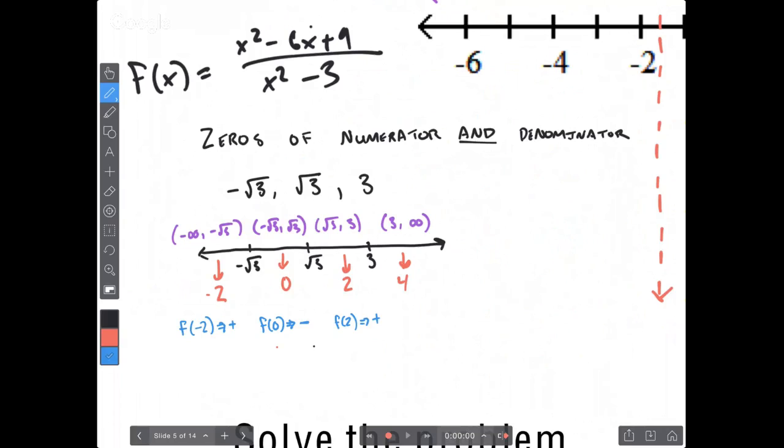And then over here, we've got f of 4 and 4 squared minus 6 times 4. We got 16 minus 24. That is negative 8 plus 9 is 1. And on the bottom, we're still positive, which again makes sense because we have even multiplicity at 3. So the function maintains its sign.